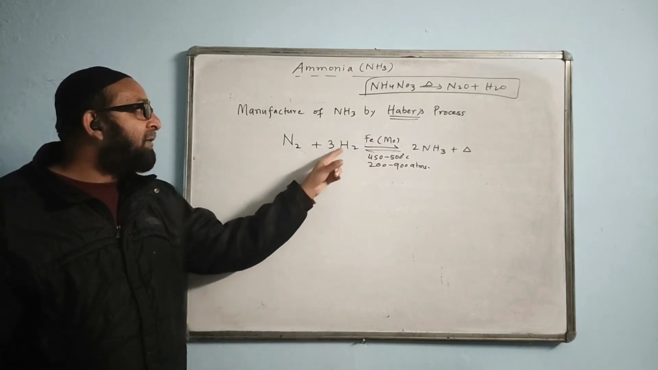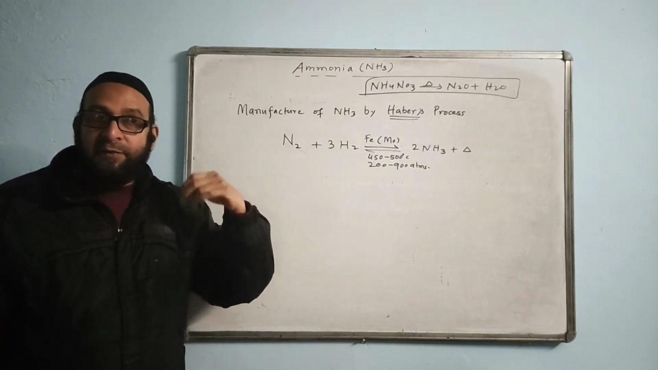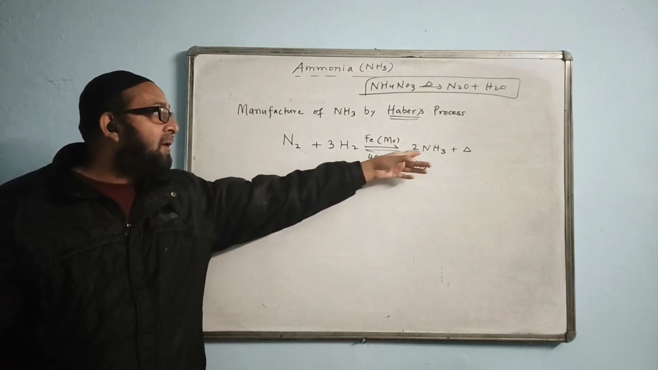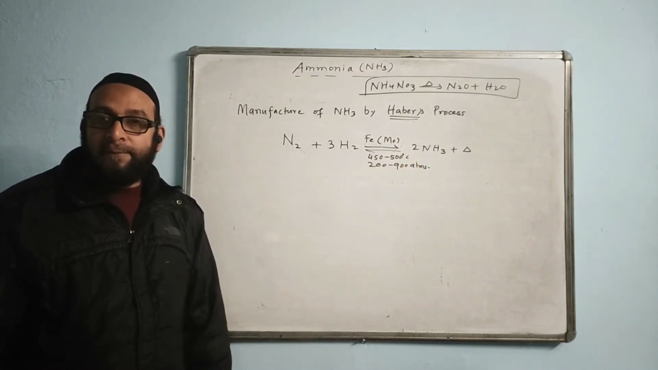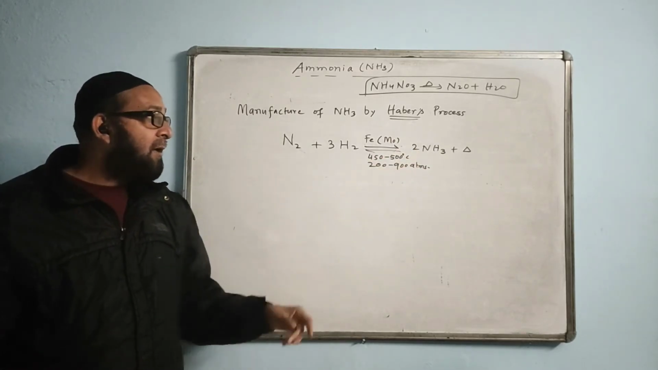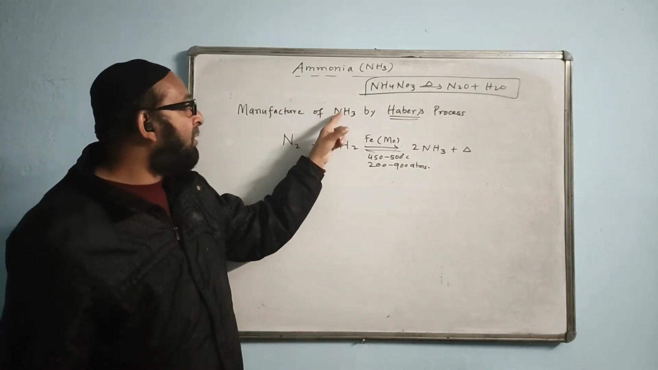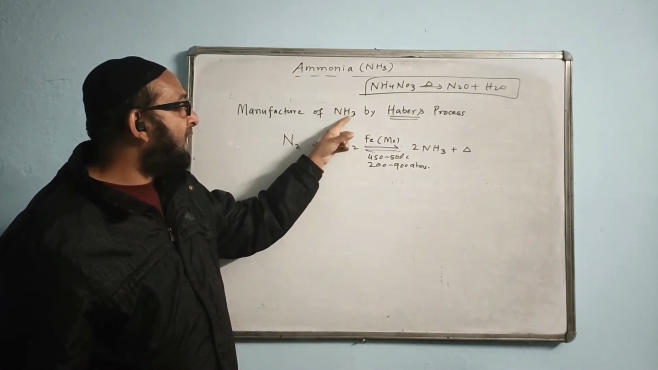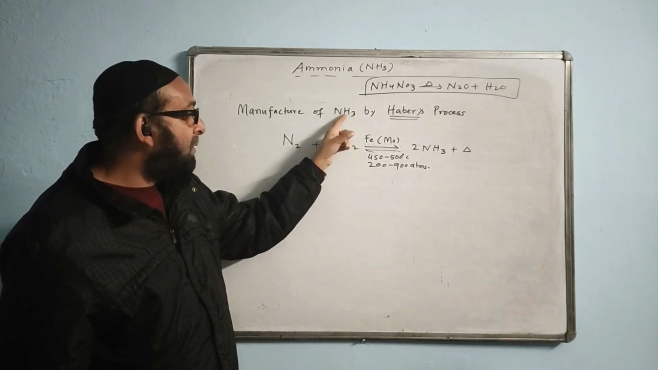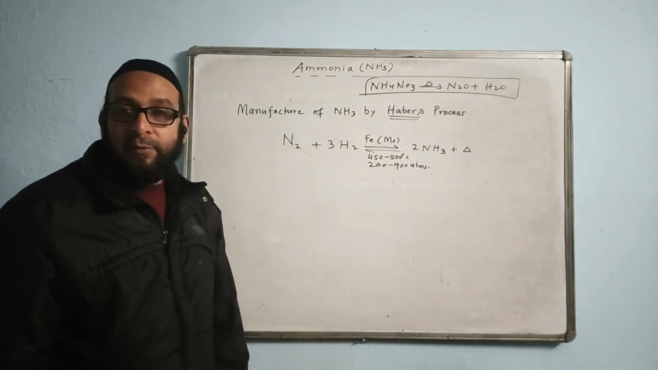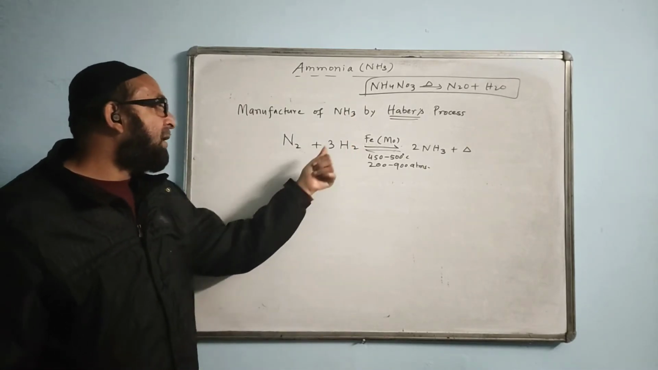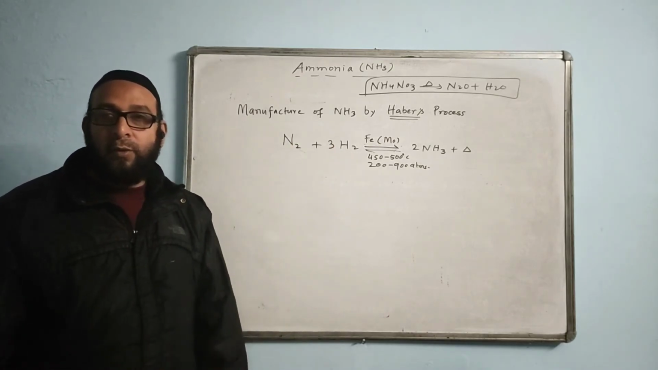We say a higher ratio of hydrogen favors the forward reaction and results in the production of ammonia. That is why we take it higher. You know, in ammonia, the quantity of which one is more? Nitrogen is more or hydrogen is more? Hydrogen is more, 3 parts. You can see here in the formula itself. That's why you have to take hydrogen in a higher ratio.